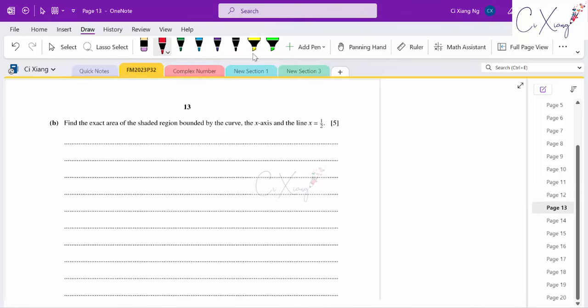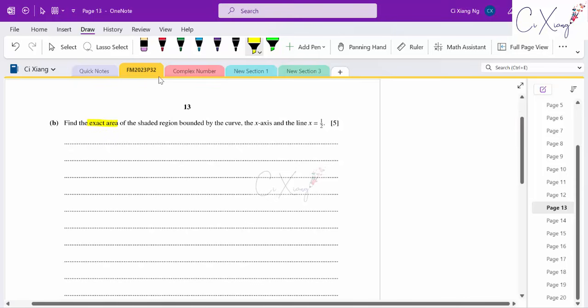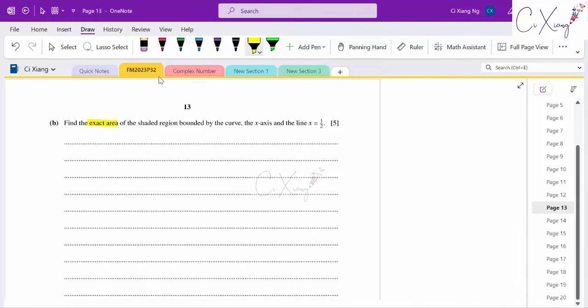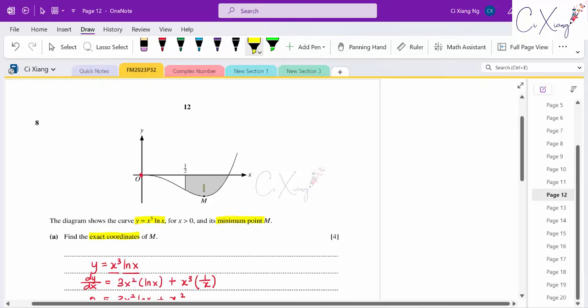For part B, they want us to find the exact area. When you see the words exact area for the shaded region, basically we have to apply integration. Area means area under the graph, so to find it, we need to integrate the function. It is bounded by the curve, the x-axis, and also the line x equals half. If you have a look in detail, this is the shaded area that they want us to find.